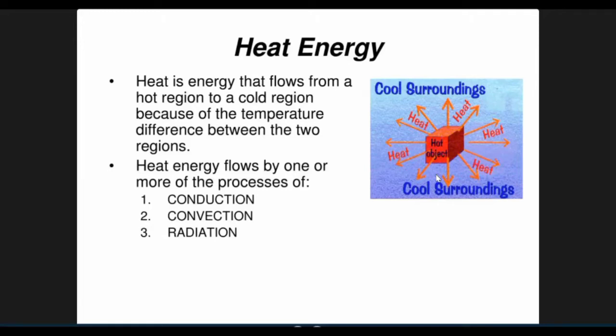Or if we have two objects that are joined with each other, that are touching each other, and one of them is hotter, the other one is cooler, the hotter one will keep on transferring its energy to the cooler object till both of them are at thermal equilibrium or at the same temperature.